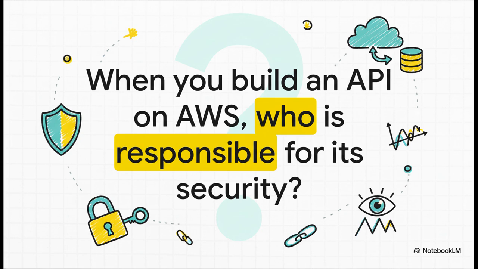So, let's start with a big fundamental question. You've just deployed your shiny new API on Amazon's absolutely massive global infrastructure. If something goes wrong, if there's a breach, who's on the hook for security? Is that an AWS problem, or is it your problem? Well, the answer is, it's a bit of both.